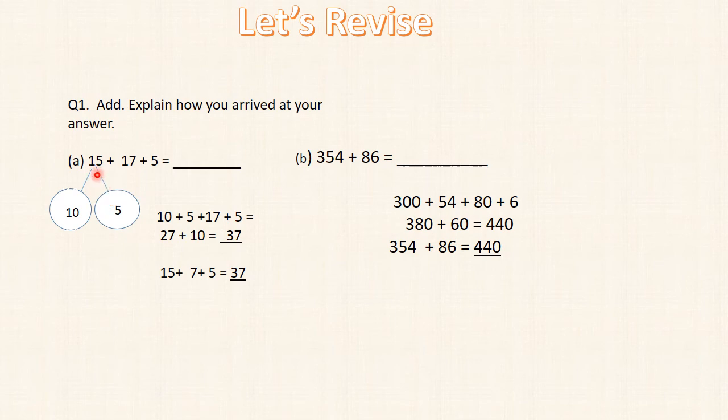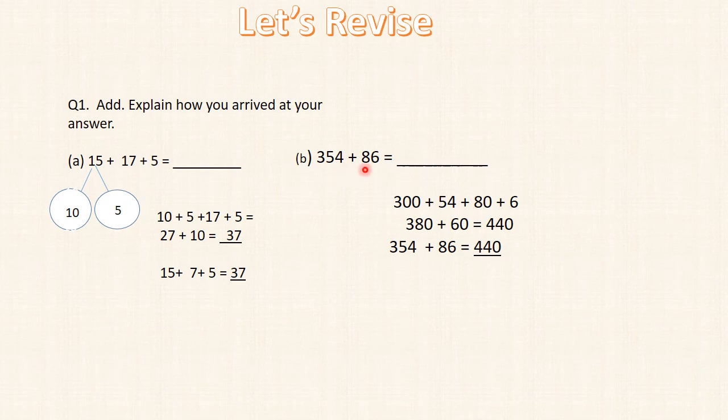So once I have broken 15, I am not going to use it. 10 plus 5 plus 17 plus 5. Let's add these together. First I have added 5 plus 5 is 10. 10 plus 17 is 27. And then 27 plus 10 is 37. So 15 plus 17 plus 5 is 37. This is my breaking method. I have used the simpler forms to add, and I get the same answer, which is 37.